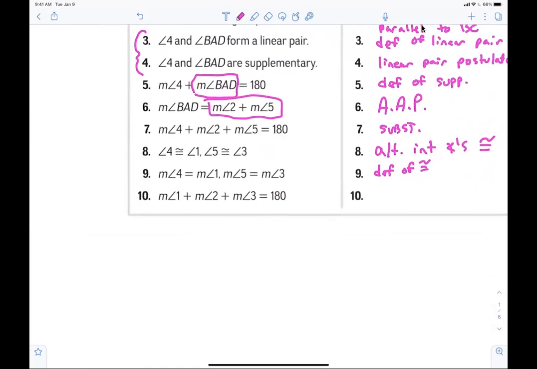Okay, so now why does the measure of angle 1 plus the measure of angle 2 plus the measure of angle 3 equal 180? Yeah, it's just substitution, right? That's what we're trying to prove. So they replaced, so that is a substitution. All right, very nice. Not too bad. So again, now you have a nice proof that the angles of a triangle add up to 180 degrees. Very good.